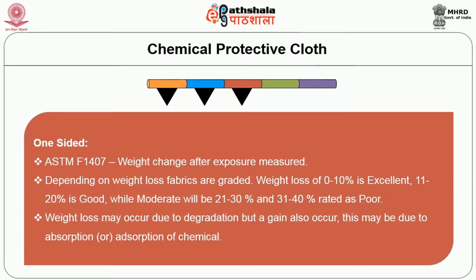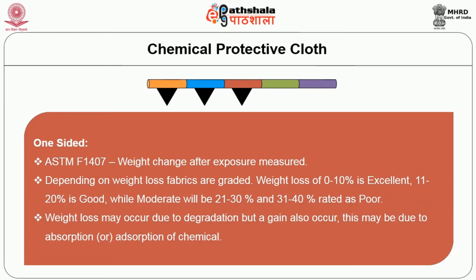One-sided exposure is another degradation resistance measurement for chemical barrier fabrics following ASTM F1407. Here again the weight change after the exposure is measured. Depending on weight loss, the woven fabrics are graded. Weight loss of 0 to 10% is excellent. If the woven fabric has 11 to 20% weight loss, then it is classified as good. If they have 21 to 30% weight loss, those fabrics are rated as moderate, and more than 30% are rated as poor. Weight loss may occur due to degradation, but a gain can also occur. This may be due to absorption or adsorption of chemicals on the woven fabric.